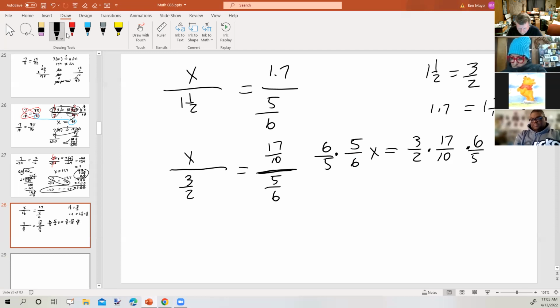Now, what's going to happen on the left? In fact, one of the definitions of reciprocals is the product of two reciprocals equals 1. The 6 is reduced down, the 5 is reduced down. 1 times 1 over 1 times 1 is 1 over 1, which is 1. And 1 times x is x.